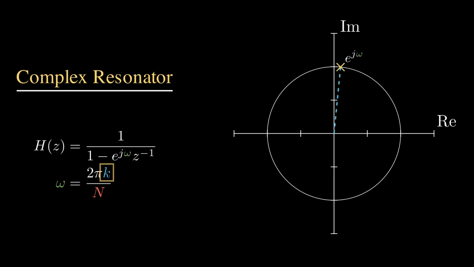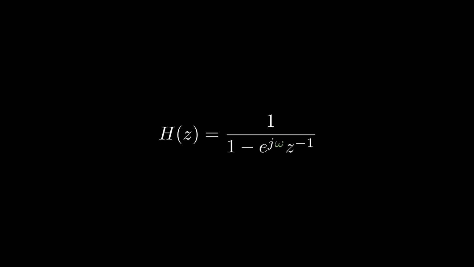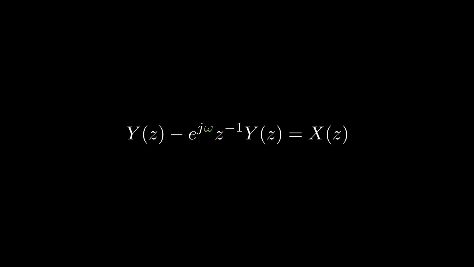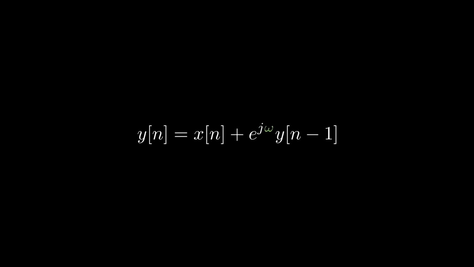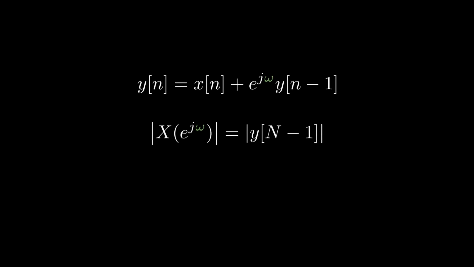A pole on the unit circle means infinite gain at that frequency, so the filter resonates strongly with the frequency bin K. Looking closer at the transfer function, we can solve for the Z transform of Y and derive the time domain function. And we arrive to something that looks a lot like the original single-point DFT. In fact, the magnitude of the value in Y of n-1 is equal to the magnitude of the Fourier transform at e to the j omega.